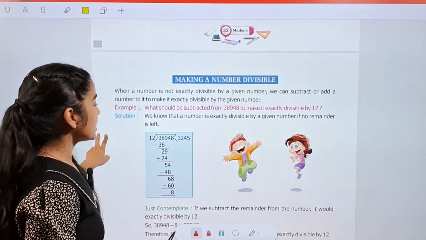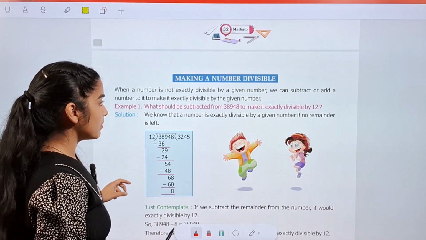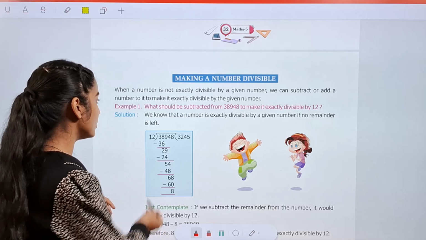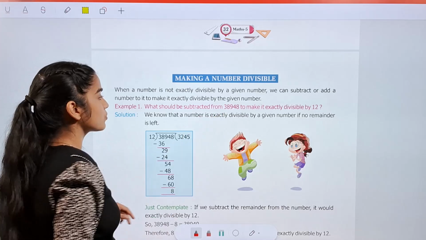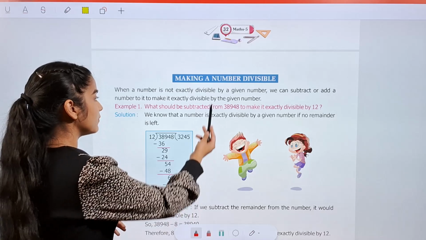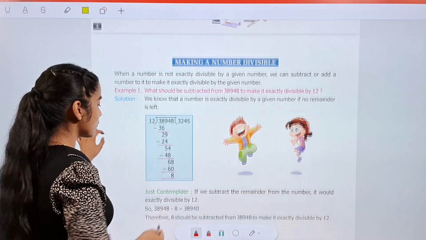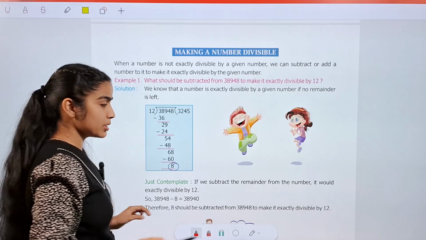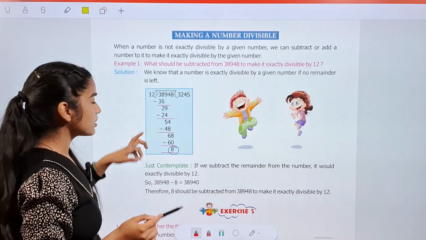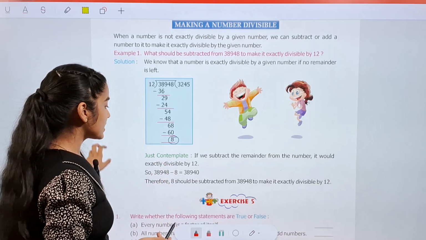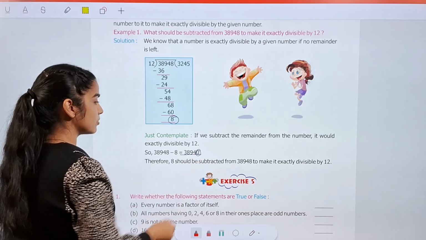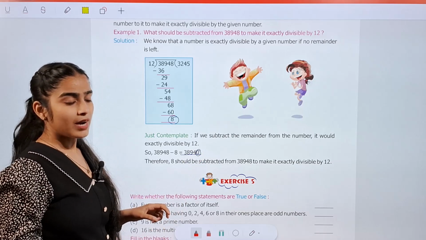When a number is not exactly divisible by a given number, we can subtract or add a number to make it exactly divisible by the given number. So what should be subtracted from this to make it exactly divisible by 12? First we divide this number by 12. We get a remainder of 8. If we subtract it from this number, we get a number that is exactly divisible, which is 38940, and the last digit is 0, so it could be divisible by 5 or 10.